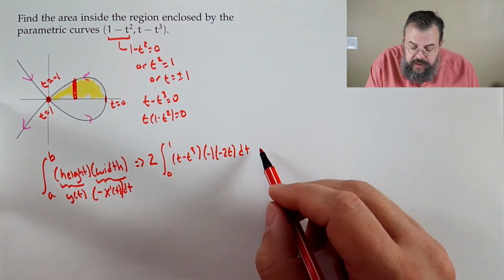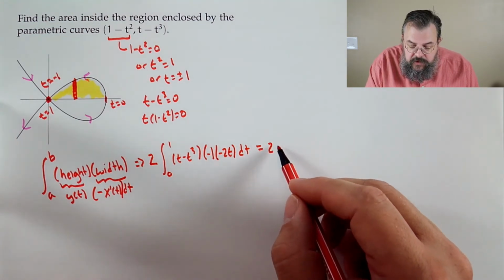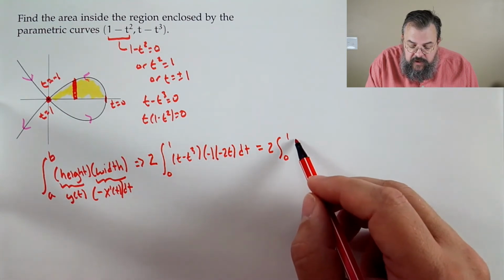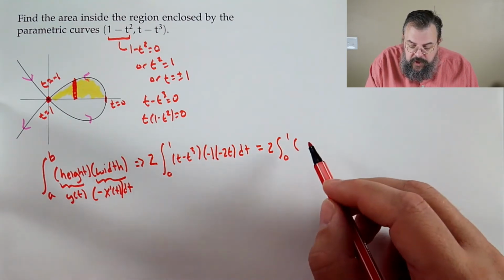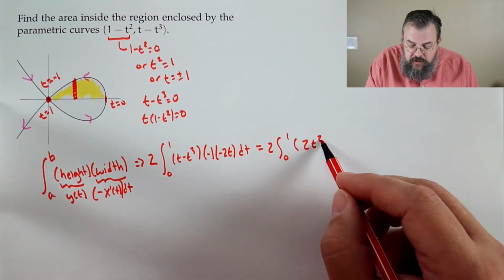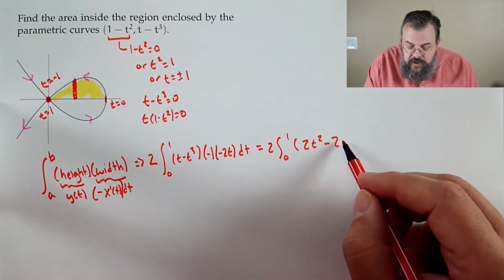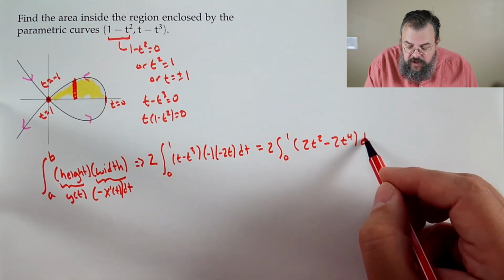All right, what does that give us? So we have 2, integral 0 to 1, minus minus makes a plus, so distributing through, we're going to get 2t squared minus 2t to the fourth dt.